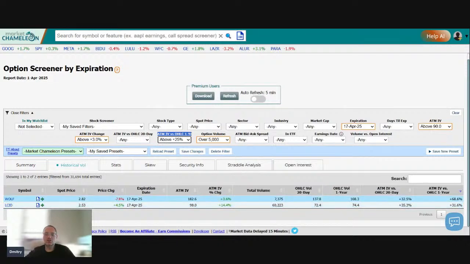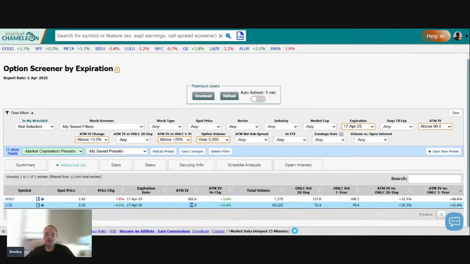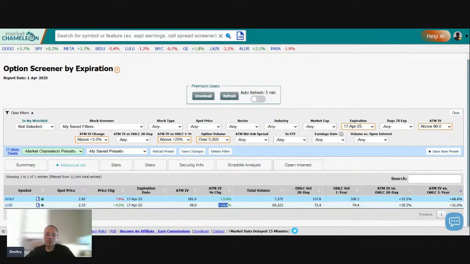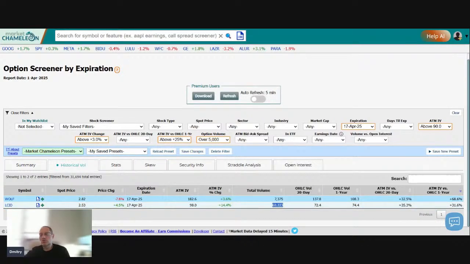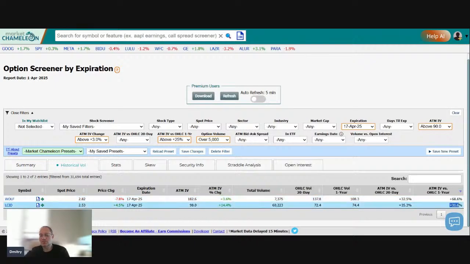So you could see here these implied vols are high. They're up on a day with volume above 5,000, implying that there are more buyers or people pushing those vols higher, and they are above the historical, long-term historical by at least 25%. Okay, so that's really quickly where we could narrow down the potential candidates to go and research further.